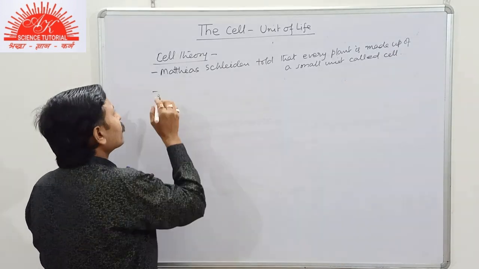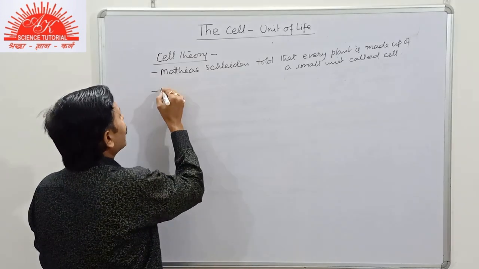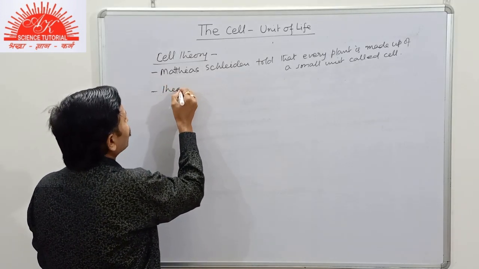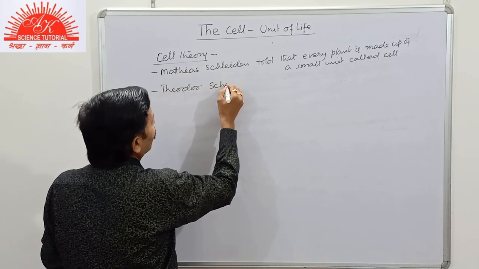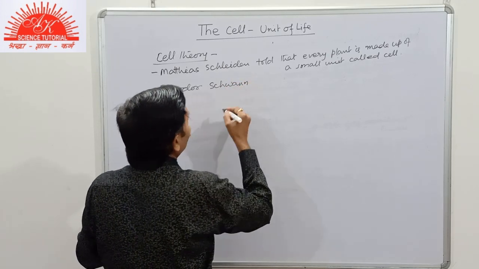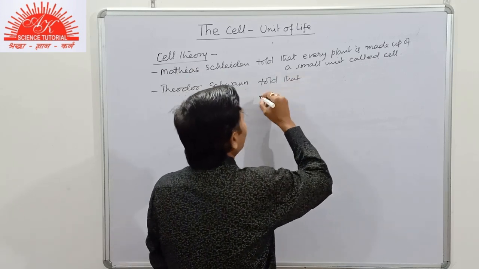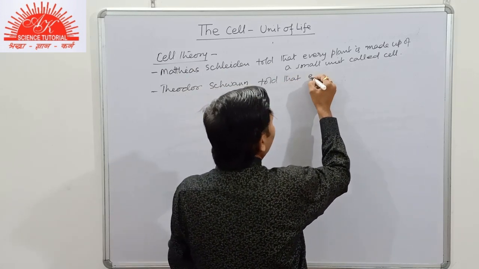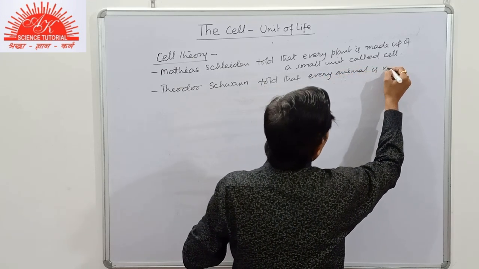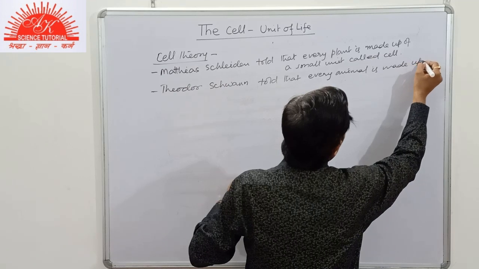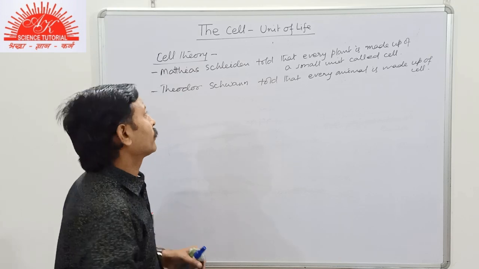Now further, it was Theodor Schwann who told that every animal is made up of cell, a small unit called cell.